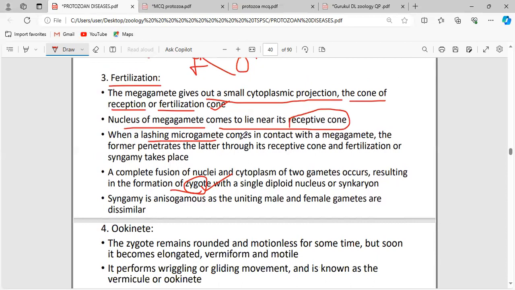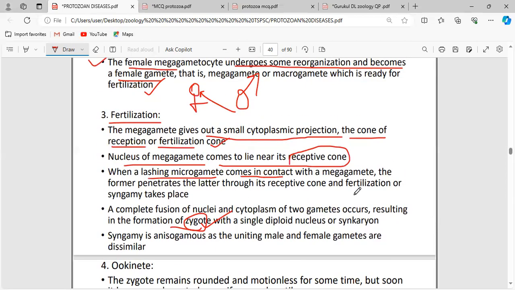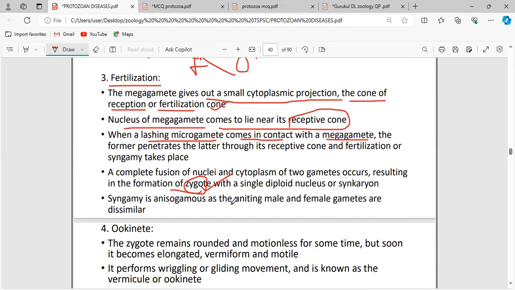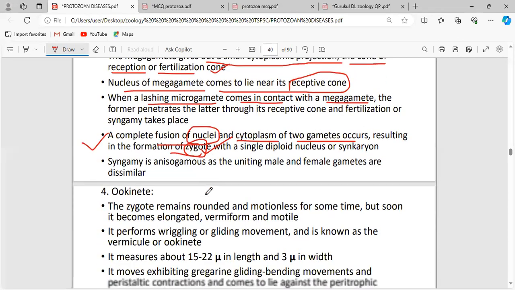When the lashing microgamete comes into contact with this megagamete, when the male gamete comes into contact with the female gamete, they are going to receive the nucleus of the microgamete. Now the complete fusion of the nuclei as well as the cytoplasm of these two gametes will occur, resulting in the formation of the zygote.